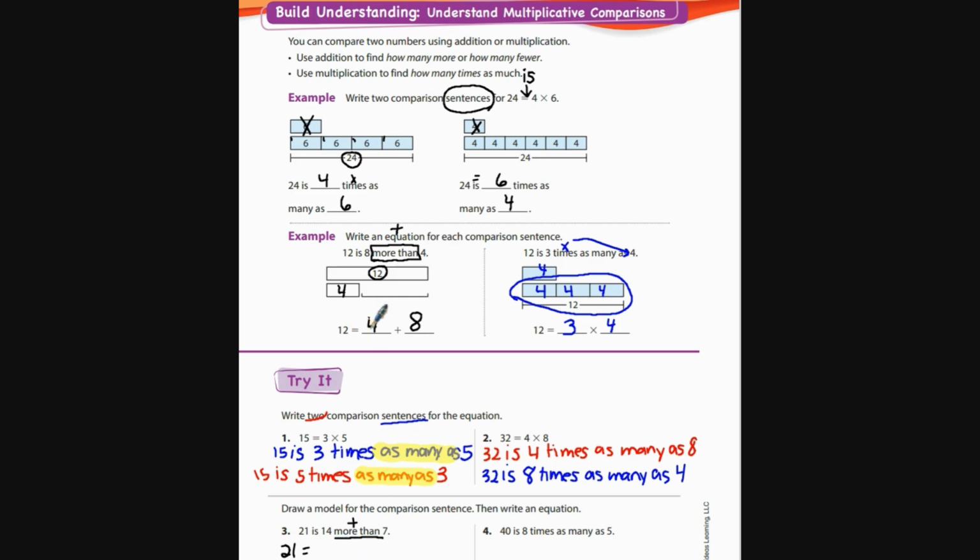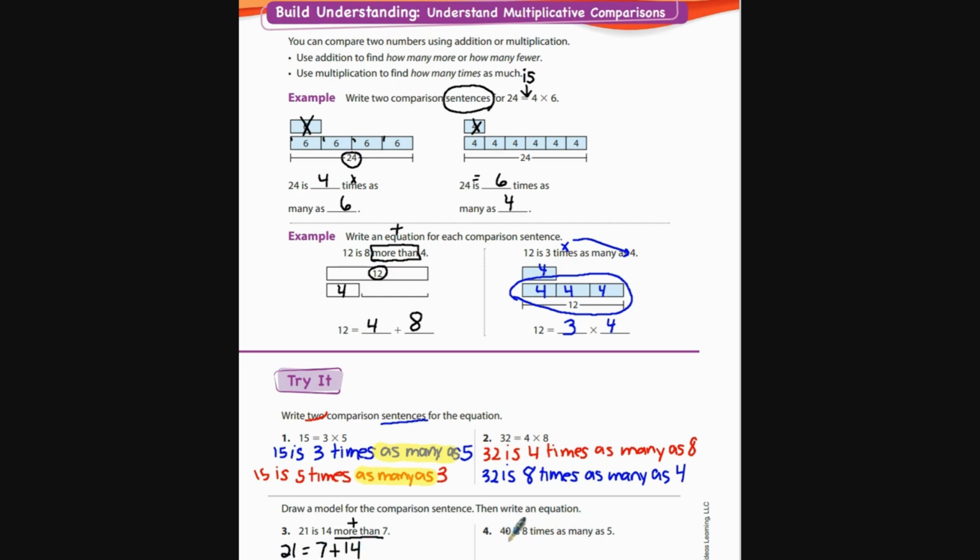No, remember what I said over here? It's the other way around. 14 more than 7, meaning I had 7, and then I added 14 more than 7. So the way that you write that is 21 is 14 more than 7. That's the only one that I told you to be careful with.